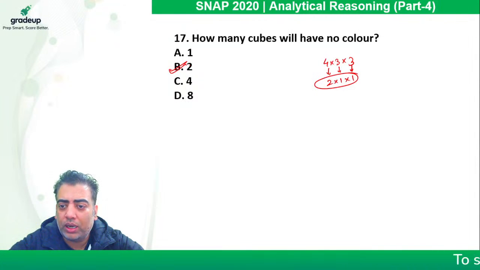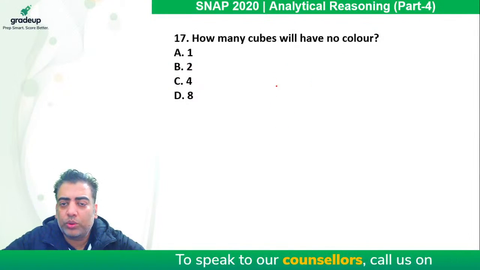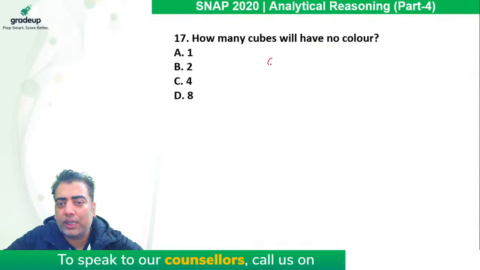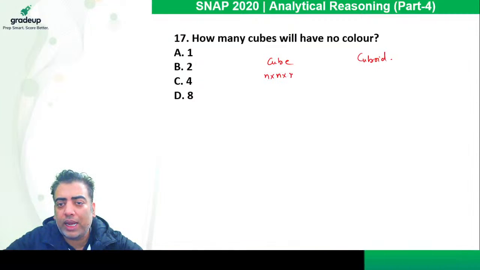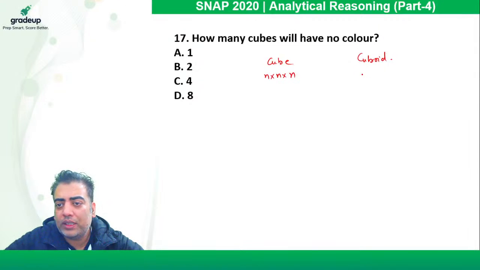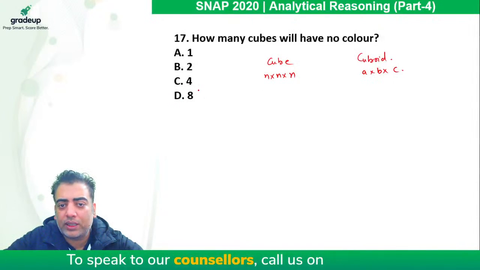Okay, so Anubhav, now let's get into the theory part. There are two cases. One is you will be given either a cube or a cuboid. If it is a cube, then usually the dimensions given will be n by n by n. If it is a cuboid, it will look like this: a into b into c. So there are a total of four cases rather.